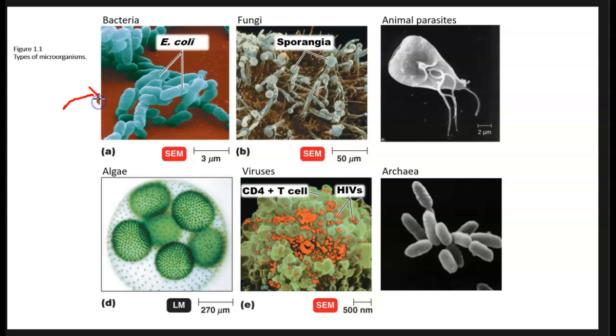We have some bacteria up here, E. coli cells. We have some fungi or molds here in the sporangia. We have single-celled eukaryotic animal parasites, like this Giardia that causes intestinal disease. We have single-celled archaea, which are these interesting microbes over here. We have viruses like HIV, which is shown here in this electron micrograph, infecting a human CD4 positive T cell, one of the cells of our immune system. And we have some microscopic algae that live in the ocean.